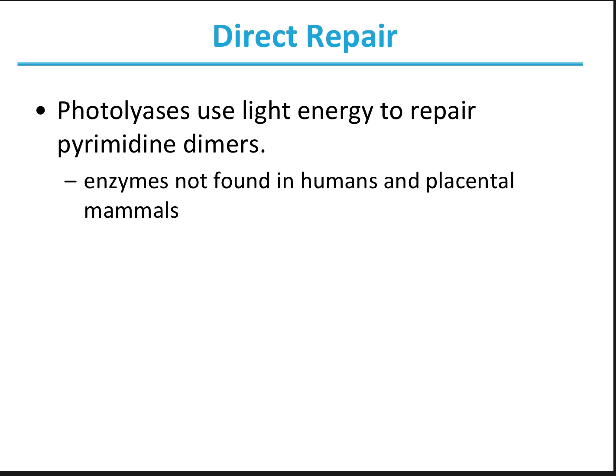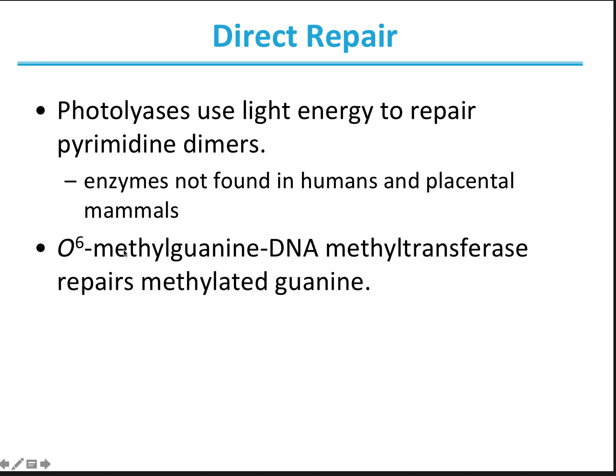So another form of DNA repair is direct repair. One example of this are photolyases. These are enzymes that use light energy to repair pyrimidine dimers. Interestingly enough, these enzymes are not found in humans or placental mammals. An additional pathway of direct repair involves O6-methylguanine DNA methyltransferase, and this repairs methylated guanine. O6-methylguanine is a common and highly mutagenic lesion that needs to be repaired.